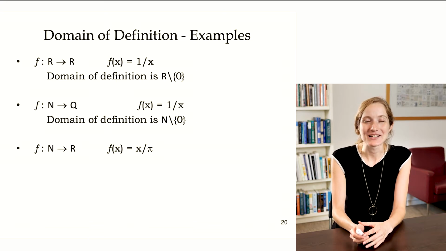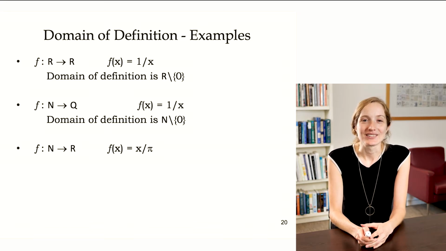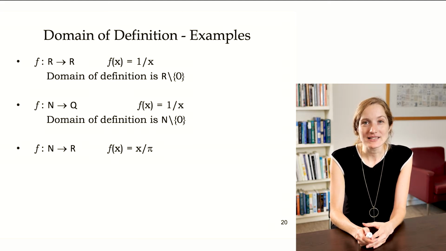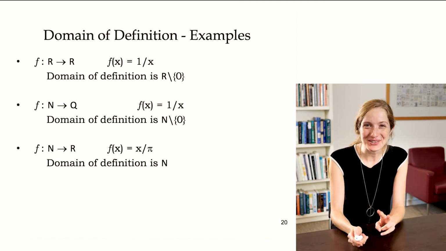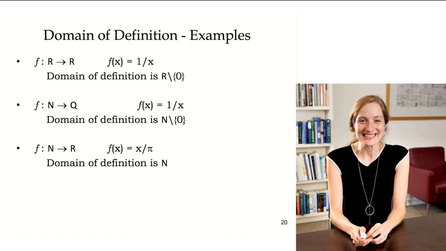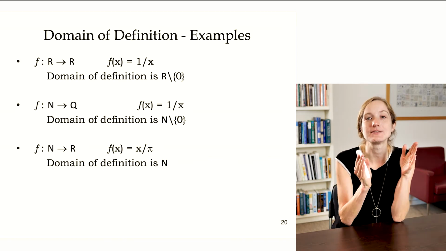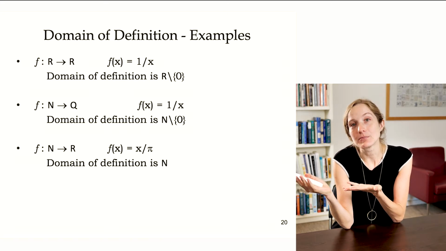Okay, now let's think a little bit more. How about the function from the natural numbers to the reals defined by f of x equals x divided by pi? When does this function potentially break down? It doesn't. We'll have some other ones in other directions where it does. And watch out here. This direction is perfectly fine because if I start with an integer and divide it by pi, I get a real number.